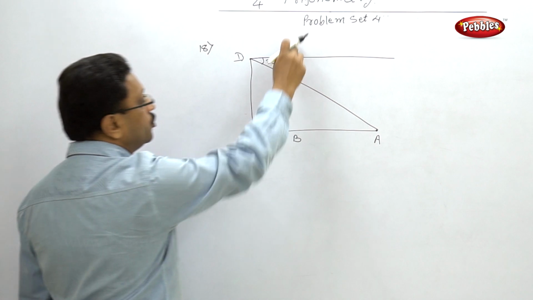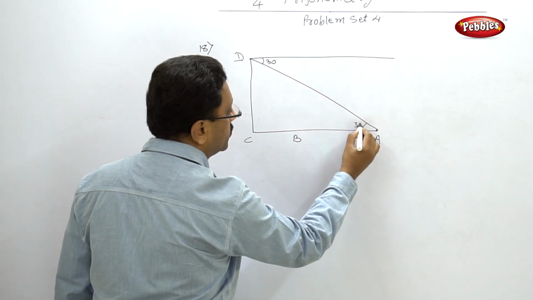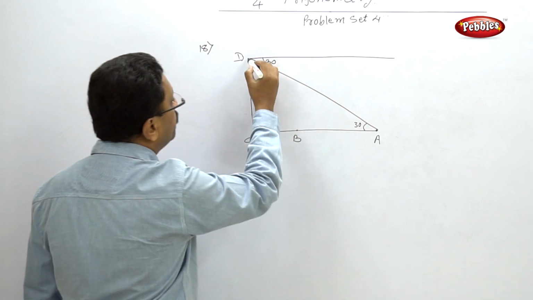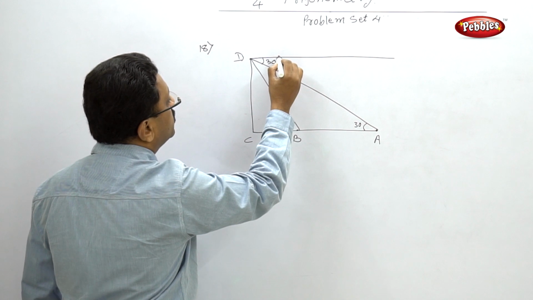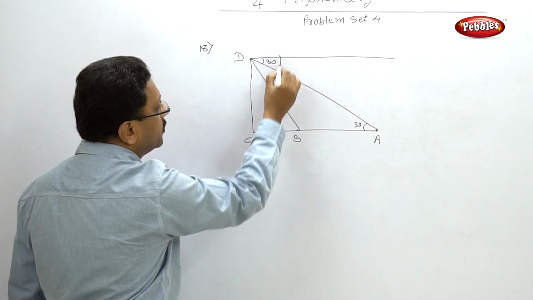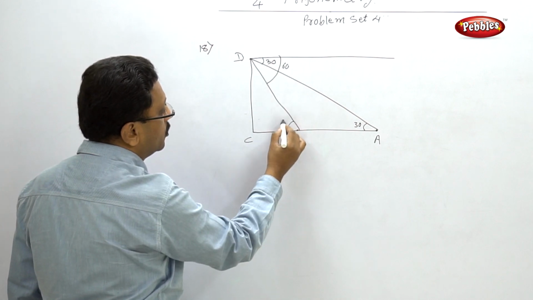Now can you see these two lines are parallel? So this angle is also 30 degrees. Now at the point B, after 3 minutes, this angle is 60 degrees. So this angle is also 60 degrees.